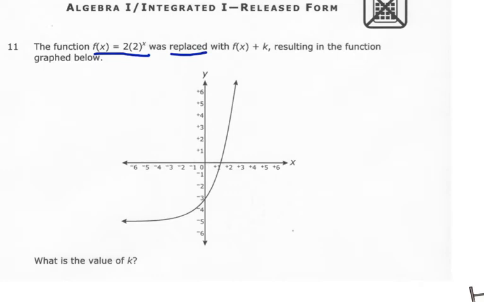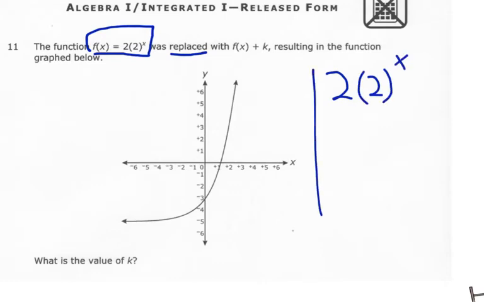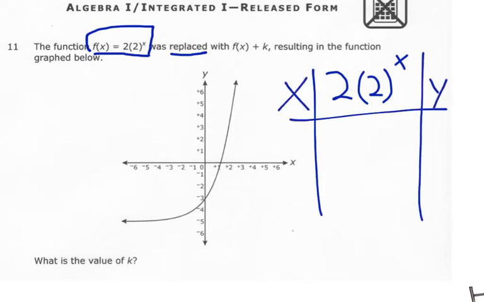So I think it would be very nice to know what that function, maybe an ordered pair that's on that function, so we can compare it to the resulting function that we see graphed right here. So I'm going to go ahead and make a table. So 2 times 2 to the x power, and x and y, and it looks like the y-intercept is right around -3, so that's my resulting. I want to see what it is from the original function.